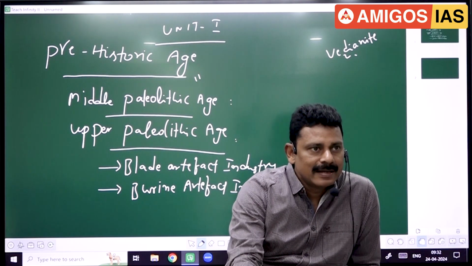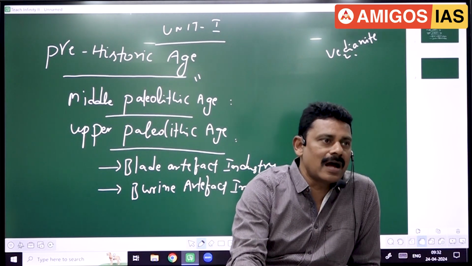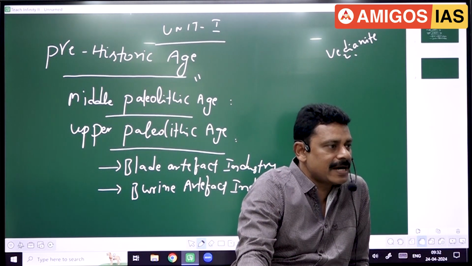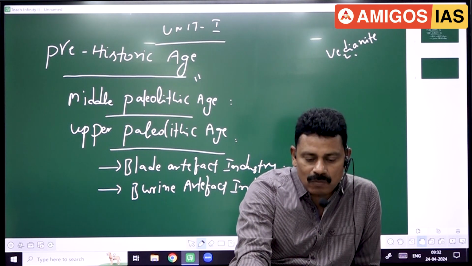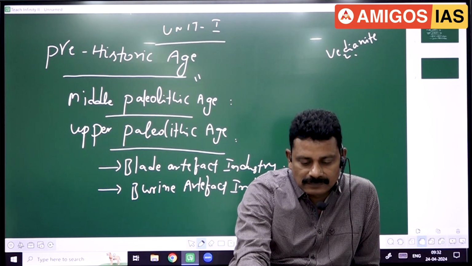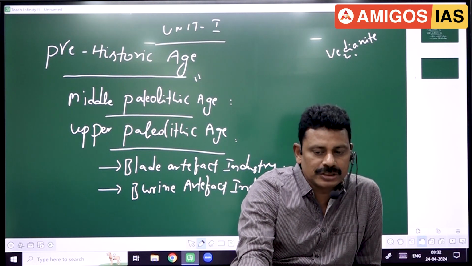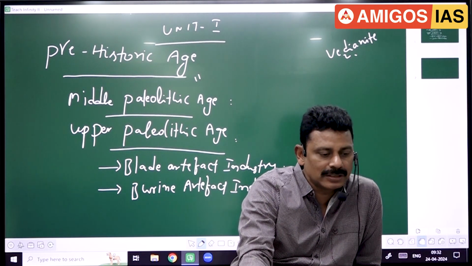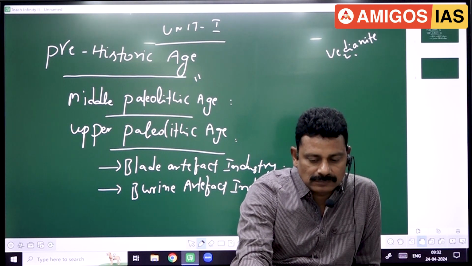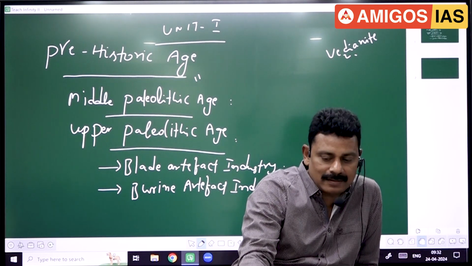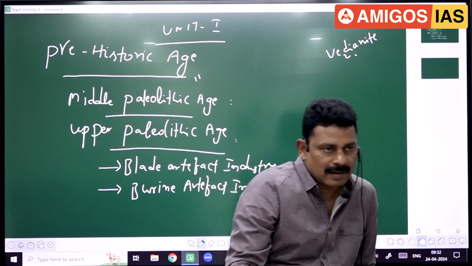We have certain important places here. Ralla Kalwa, one of the major sites. Vedulla Cheruvu. Nalla Gandla.